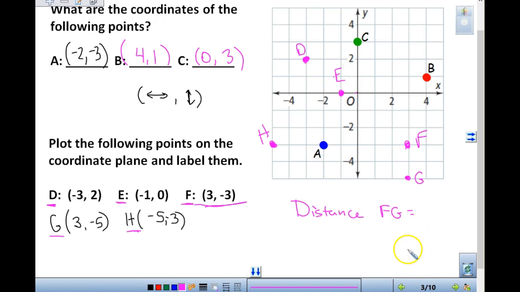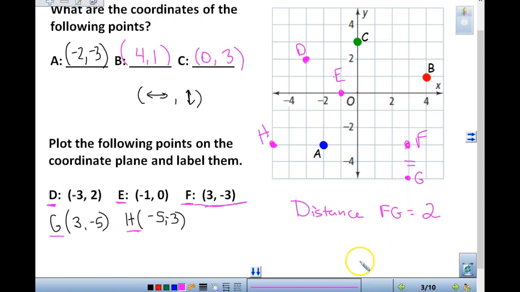Now that just means how far apart is it from F to G? And they are how many units apart from F to G? 2. That's an easy one, right? They're not going to be that easy in our homework because we're going to try and use the Pythagorean theorem. So what we do, we just count it down to.